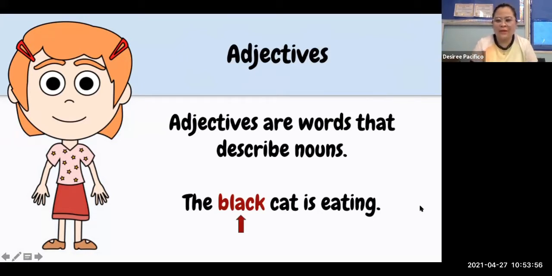Now, we have here a sample sentence. The black cat is eating. Now, first, we need to know where is our noun. Our noun is cat. And what describes the noun? The word black is the one that describes the color of the cat. So black here is our adjective.